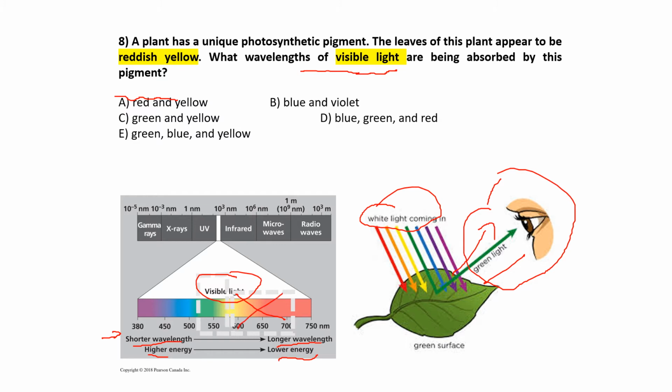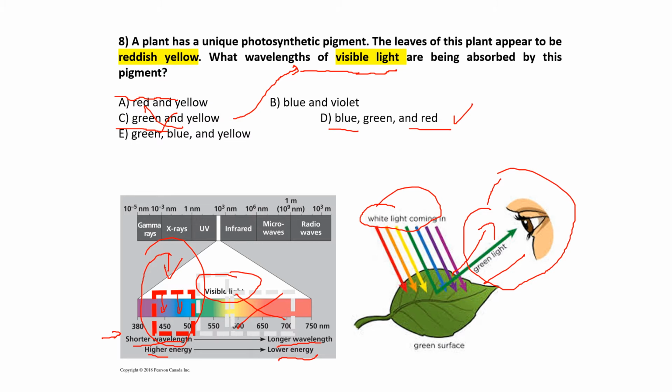So what options do you have? You have the green one, and you have this one that is blue and violet. So let's try to discard to see which ones are the right and the wrong answers. So A, red and yellow, we know right away that this is wrong. B, blue and violet. So actually blue and violet make a lot of sense. So this could be right.